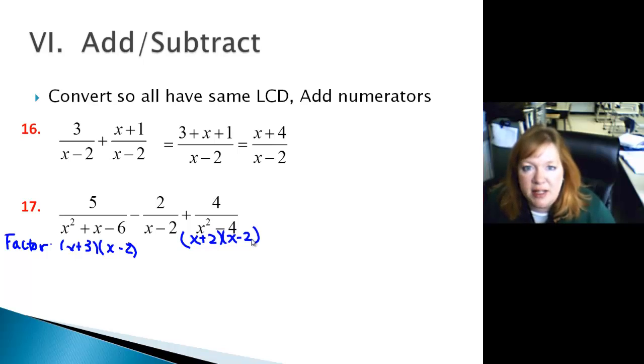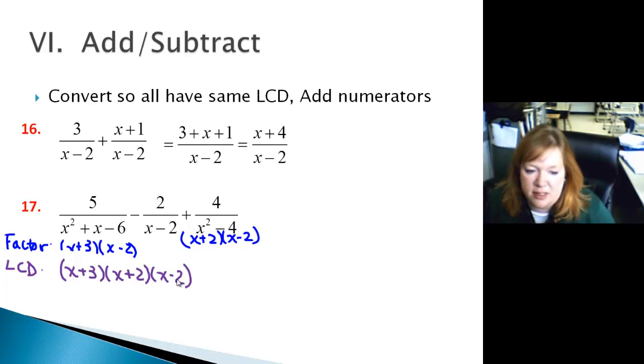Our least common denominator has to have all of these factors in it. Well, we need an x plus 3, an x minus 2. That'll take care of this guy, and an x plus 2. So my least common denominator is going to be the product of those three things. X plus 3 times x plus 2 times x minus 2.